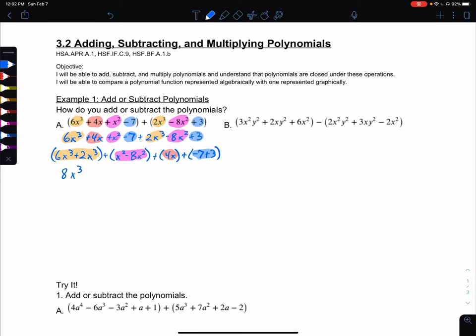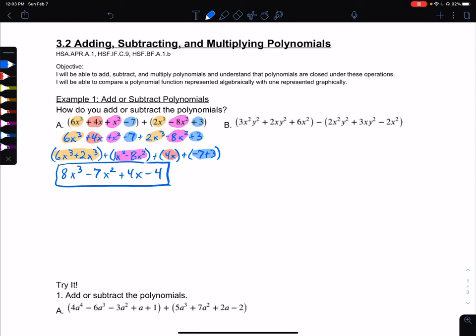When you're adding or subtracting, you don't change the degree, right? The power, the exponent, that all stays the same. Next, we have 1x squared minus 8x squared. So that's going to be a negative 7x squared. The 4x, it's just 4x. We're not going to change anything about that. And then we have negative 7 plus 3. That'll be a negative 4. So we are going to subtract 4 here. All right, and that's it. I'm not going to highlight those last ones, but the idea here is that you are combining your like terms.